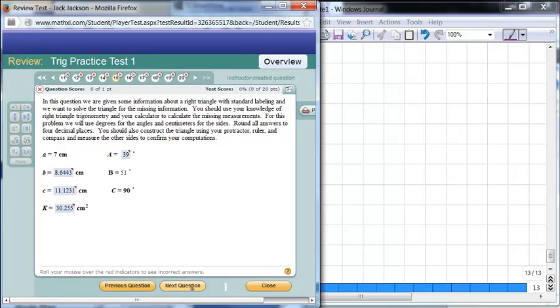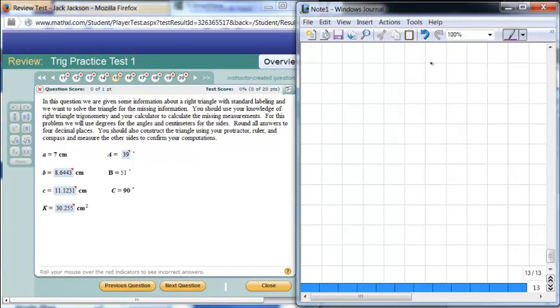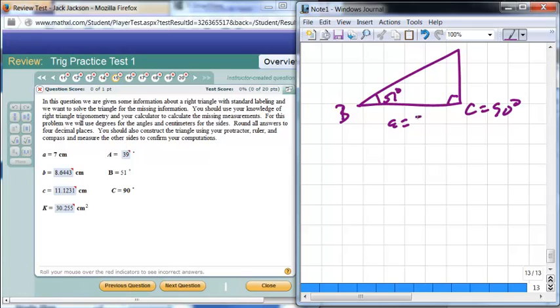Previous question. Okay, this one. Very similar to the last one actually. C is 90 degrees. This time I know B down here is 51 degrees. Again, subtract: 90 degrees minus 51 degrees is 39 degrees, so I've got that up here. This time I'm given the adjacent side. A is 7 centimeters. I don't know B or C yet.